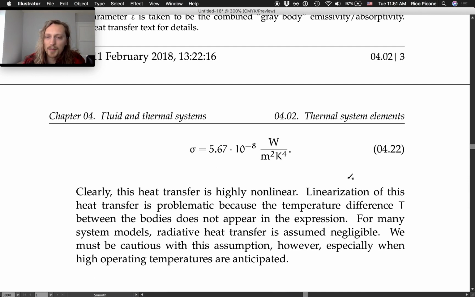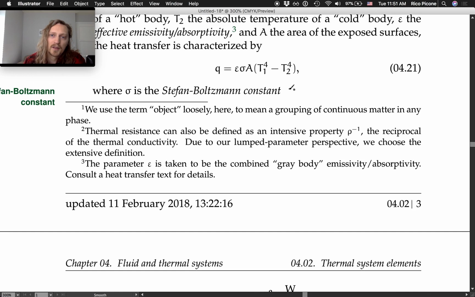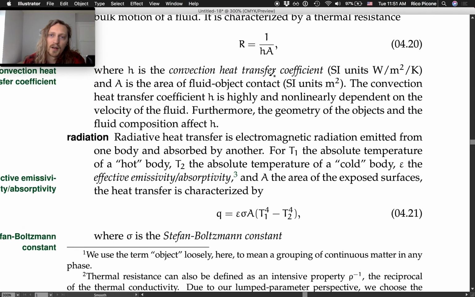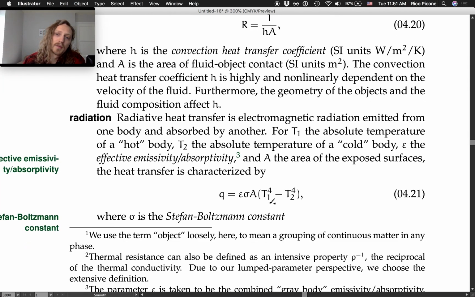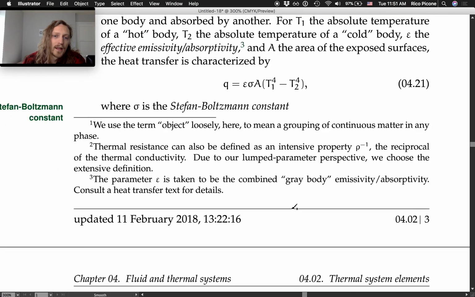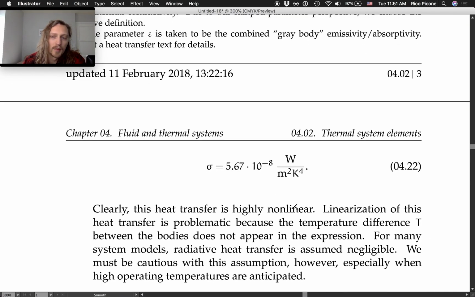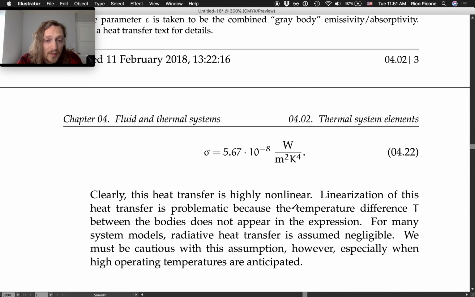The temperature difference between the bodies does not appear in the expression. Whereas up here we could use the linear equation with the temperature difference in it, here you can't. You have to use the absolute temperature of T1 and the absolute temperature of T2, and that causes problems for us because we want it in terms of the temperature difference between the bodies. For many system models, radiative heat transfer is assumed negligible. We must be cautious with this assumption, however, especially when high operating temperatures are anticipated. We would like it to be negligible, but we have to be careful because it's not always. Okay.